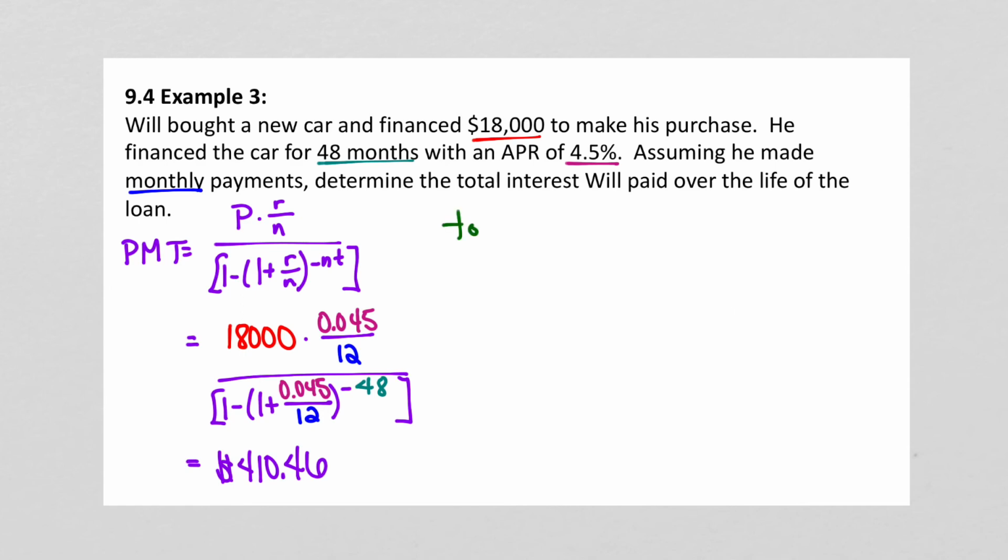Okay, so we need to figure out what he's paying total for this loan. Well, that would be the $410.46 times 48 months, or 12 times 4. And so total, Will is paying $19,702.08.